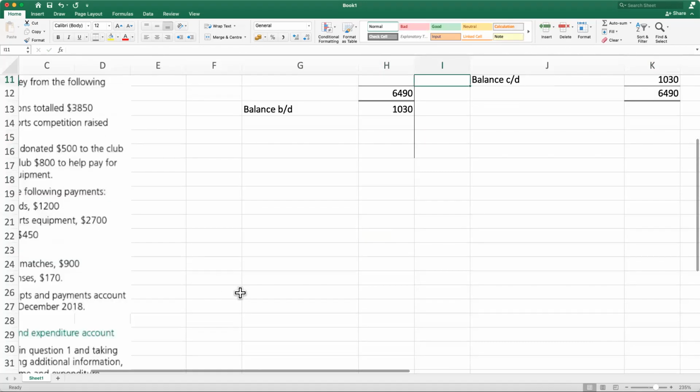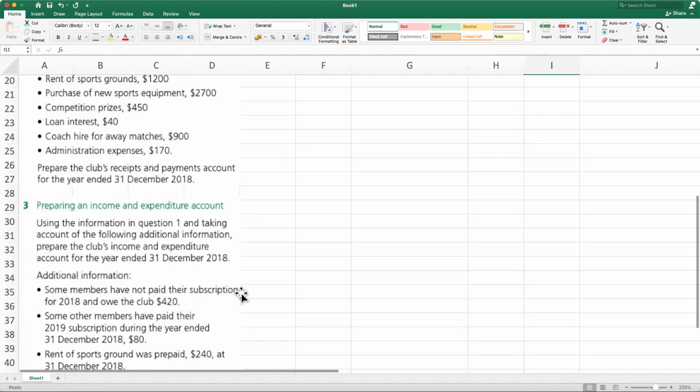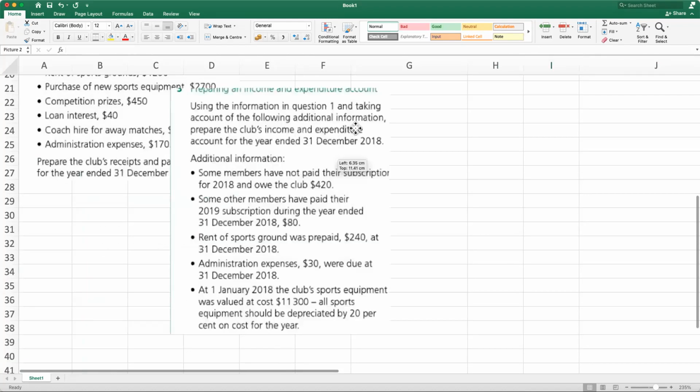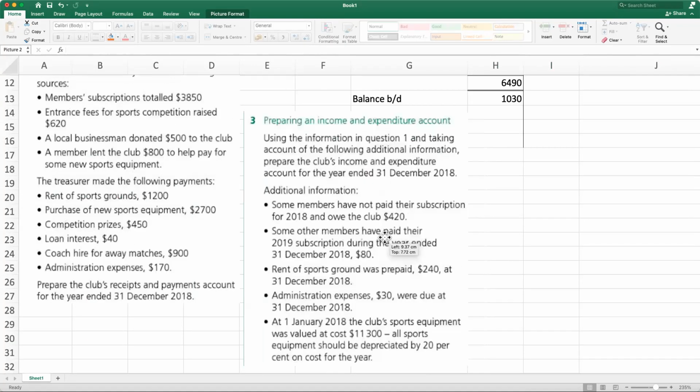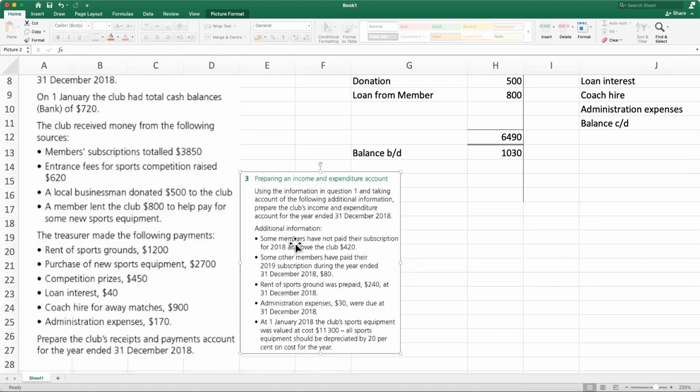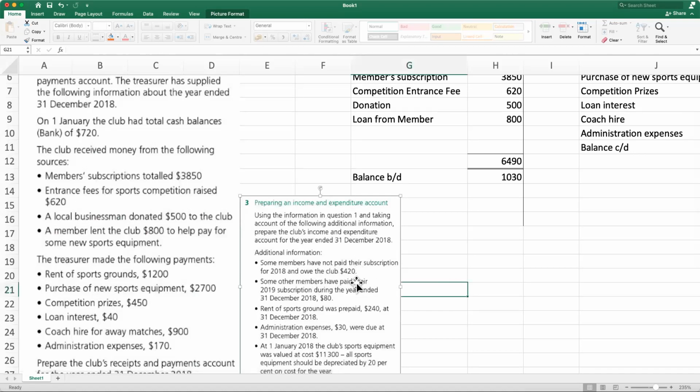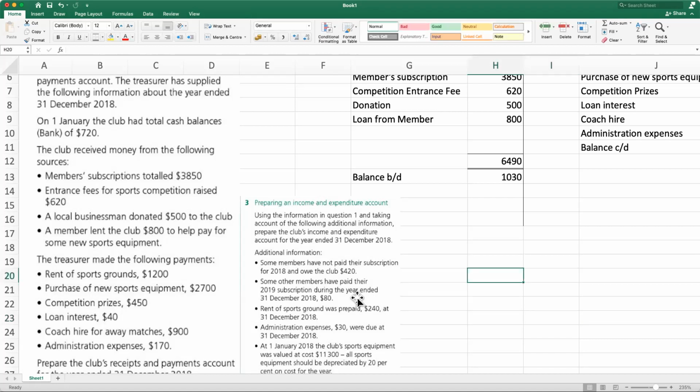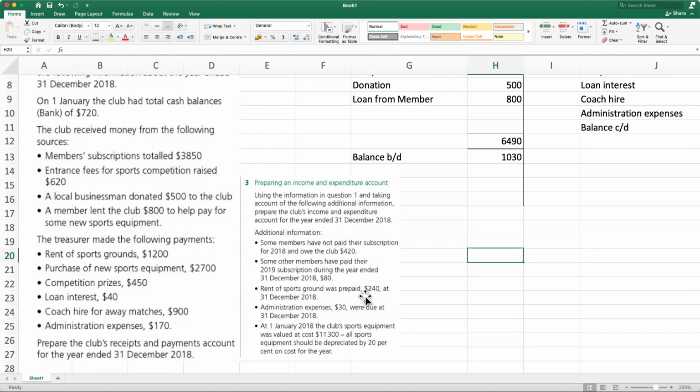Once you've completed this, you look at question 3, which is related. It asks you to prepare an income and expenditure account using the information in question 1. These are the information given to us. Some members have not paid their subscription and owe the club 420. Some members have paid their 2019 subscription in the year ended 31st December 2018, meaning they paid for next year, so this is a prepayment. Rent of sports ground was prepaid 240, so we need to reduce that. Administration expenses of 30 were due on 31st December 2018. And then there is depreciation.